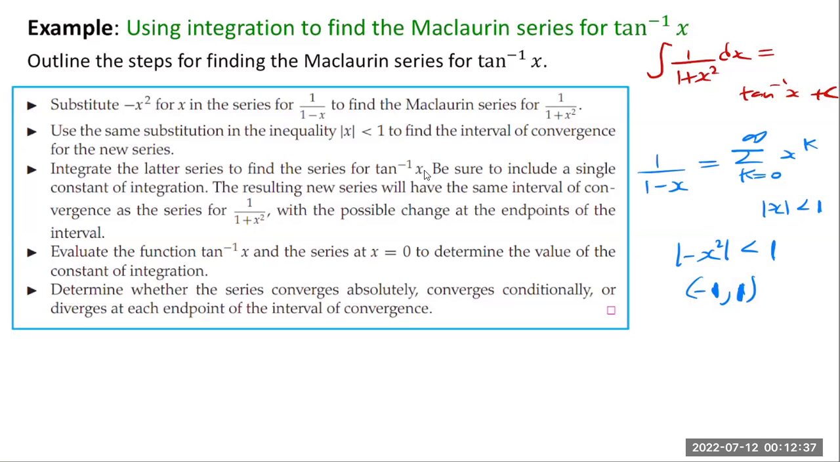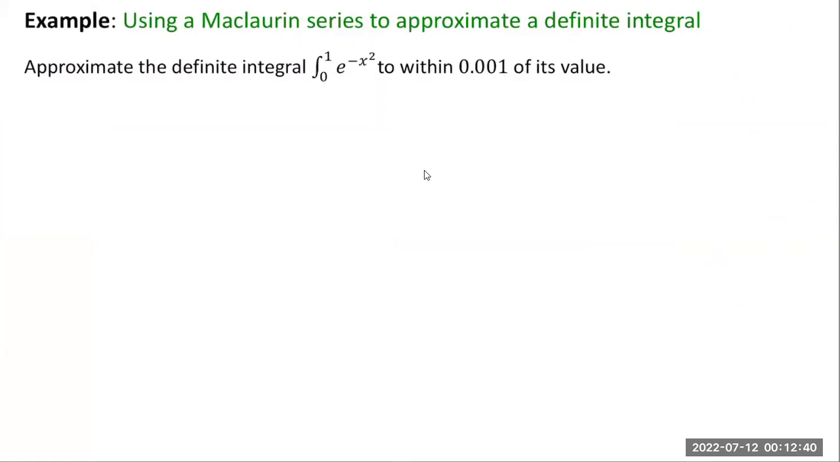All right, let's move on. Next, I want to go over this example using Maclaurin series to approximate a definite integral. Approximate the definite integral from 0 to 1 of e to the power minus x squared within 0.001 of its value. So we need to find an approximation within 0.001 of its exact value. So how do we find an approximation?